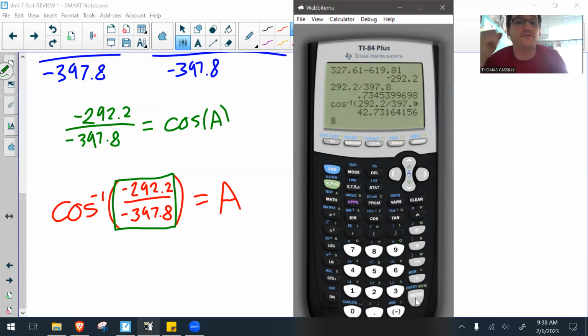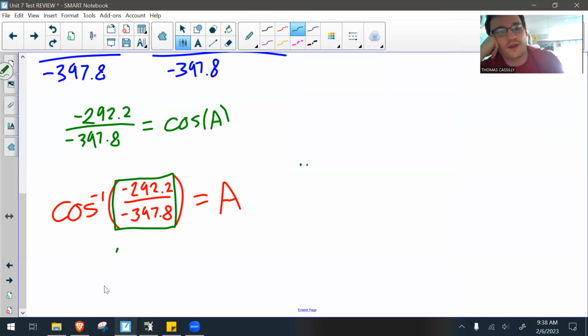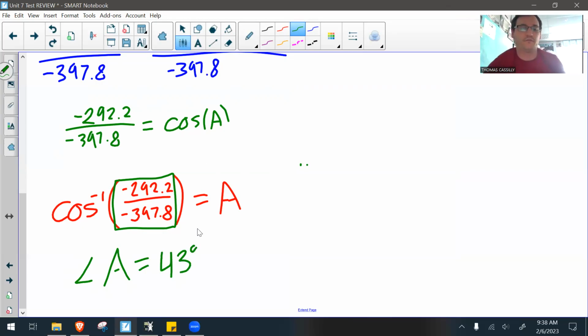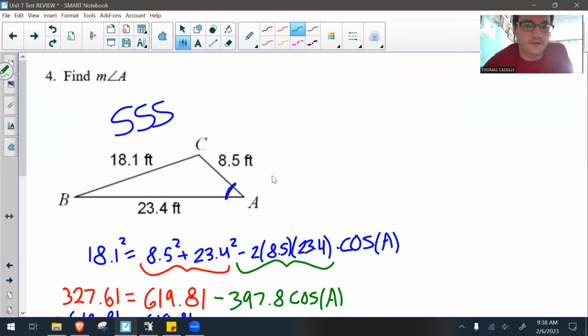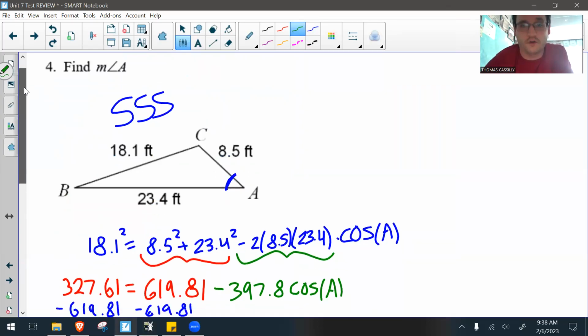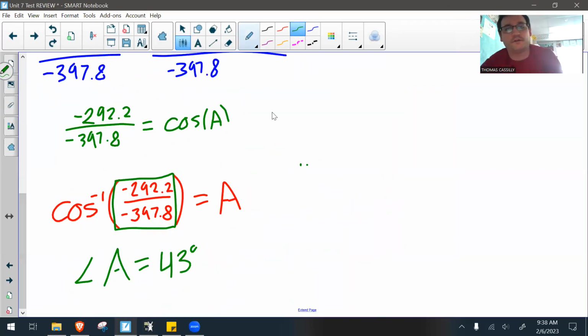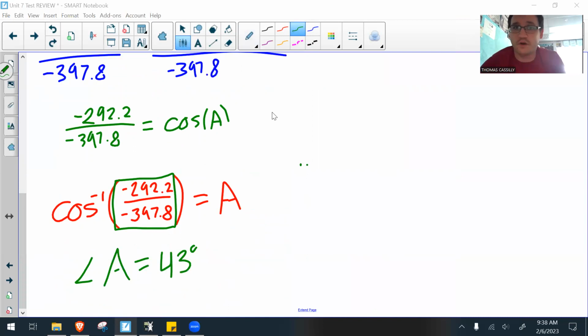All right, so when we take the inverse cosine, we're going to have an angle of 42.7, which as a whole number is 43. So angle A equals 43 degrees. All right, and that's how we do the law of cosines. That was kind of one of the longer kinds of cosine problems there. All right, so that was page 1 of your review, and we'll see you guys on the next one.